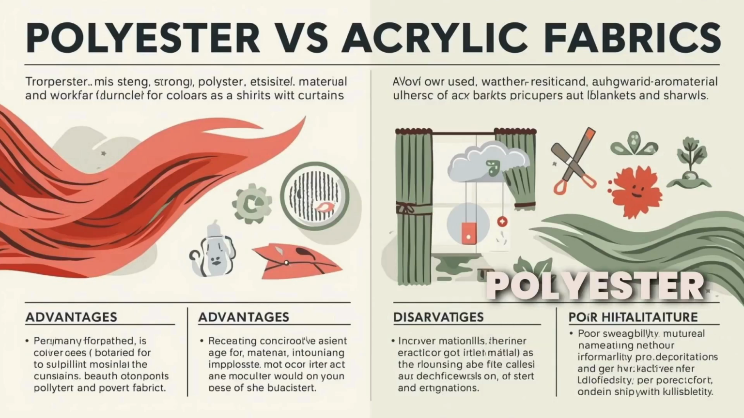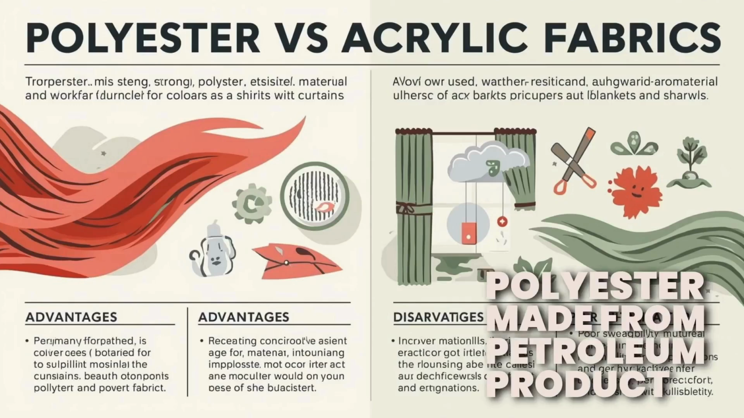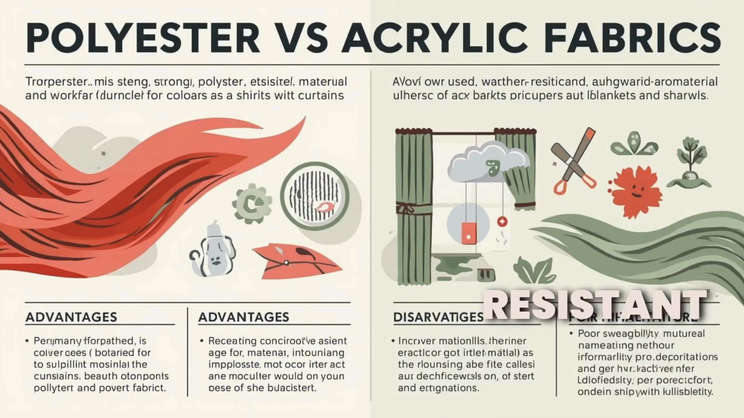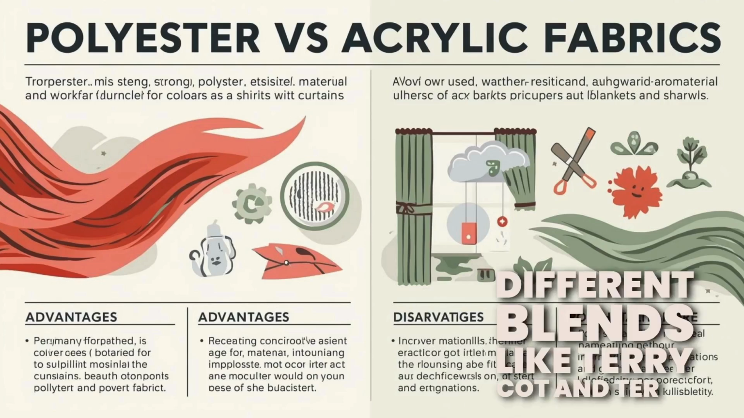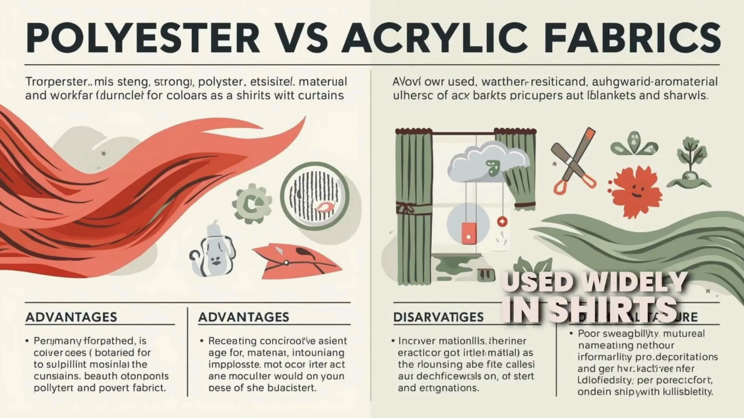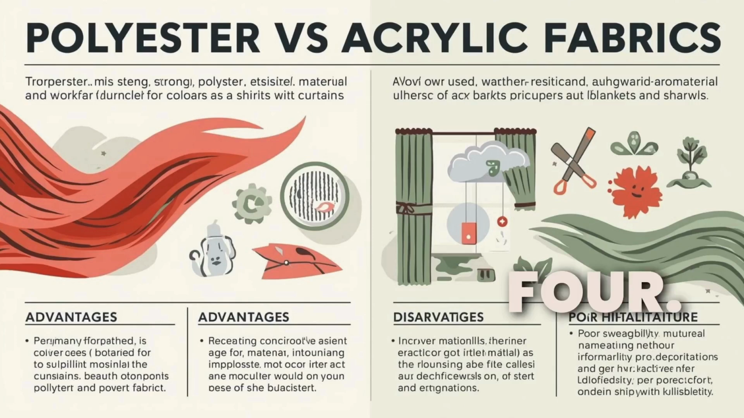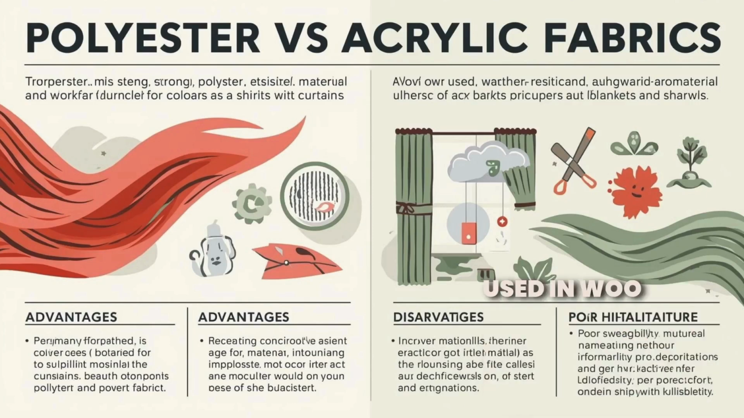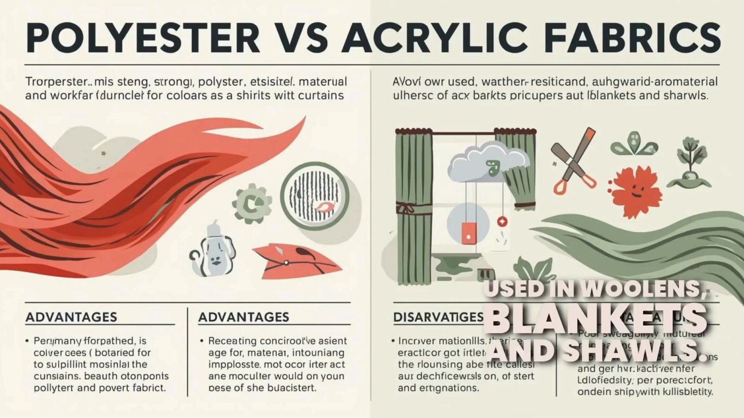3. Polyester, made from petroleum products. Strong, wrinkle-resistant, quick-drying, resistant to stretching and moths. Different blends like terry-cot and terry-wool produce varied fabrics. Used widely in shirts, trousers, saris, dresses, and curtains. 4. Acrylic, a wool-like, weather-resistant fiber made from acrylonitrile. Used in woolens, blankets, and shawls.